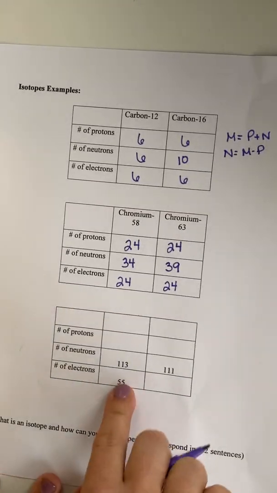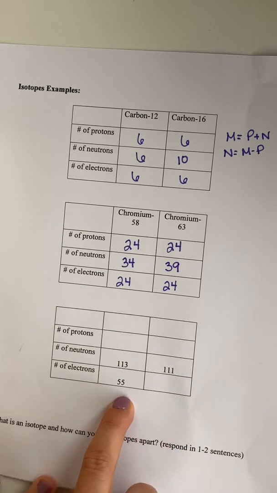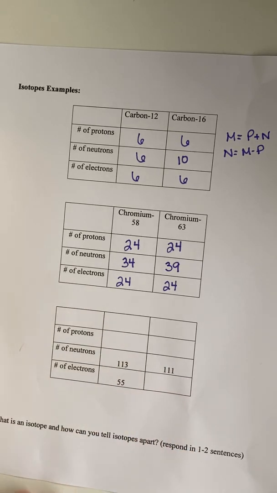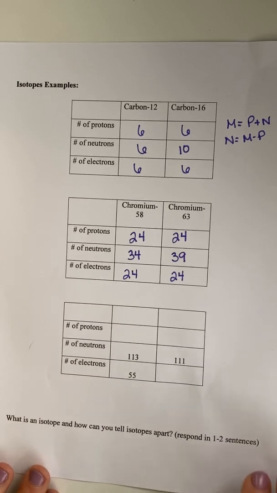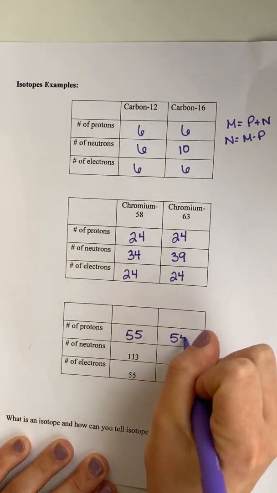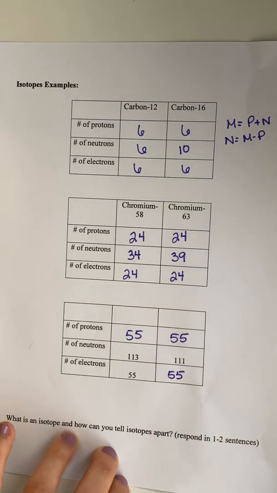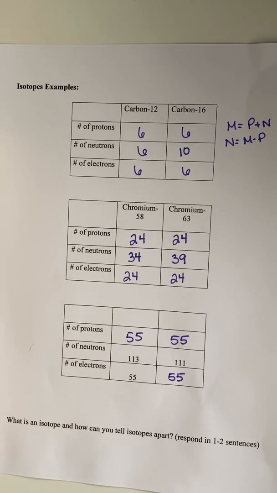Let's jump ahead, do the last one. This time I gave you the number of neutrons and the number of electrons. And remember, I said we are going to assume that they are always neutral. So if I have my number of electrons, I definitely have my number of protons. So I have 55 protons, and this isotope we're going to assume is still neutral. So 55 all along. But how do I determine what element I have? Well, I know the proton number, therefore I know the element.